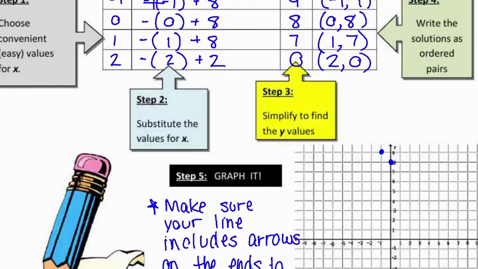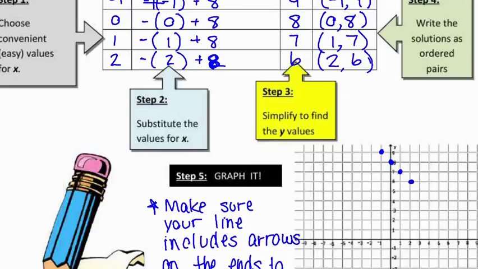My third point was 1, 7. So walk 1, fly 7. And my fourth point was walk 2. Did I make a mistake? Oh, I did. This should be an 8. I'm just full of mistakes today. So this is -2 plus 8, which would have given me a 6. And if you already caught it, good job. Thank you for questioning me. I am not perfect. So this is -2, 6.